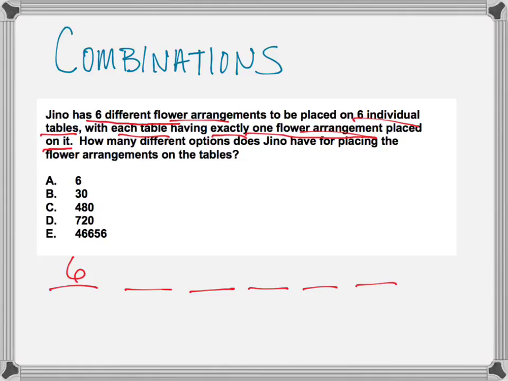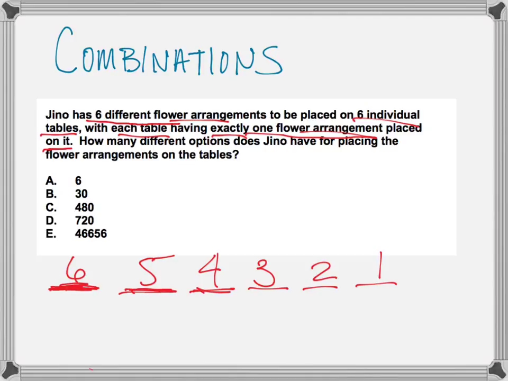Okay, so that means for the first table, I have 6 options, right? But once I've used that option, for the second one I have 5. And for the next one I have 4, and for the next one I have 3, and the next one I have 2, and the next one I have 1, right? So I'm always going down by 1 because once I've used an arrangement and it's on a table, I don't have that one available for the next one, right?